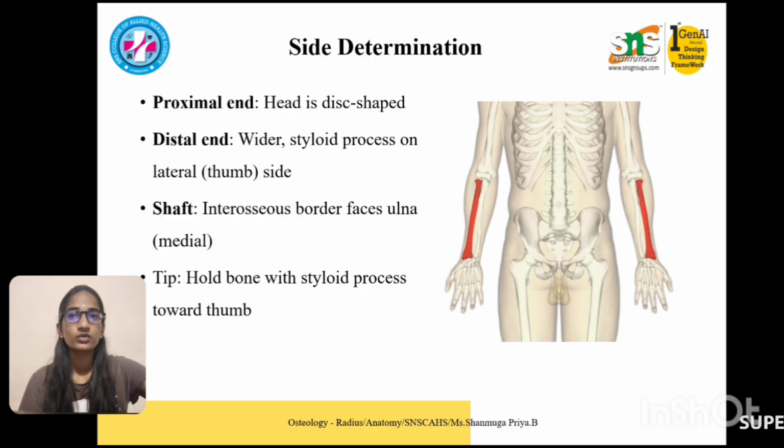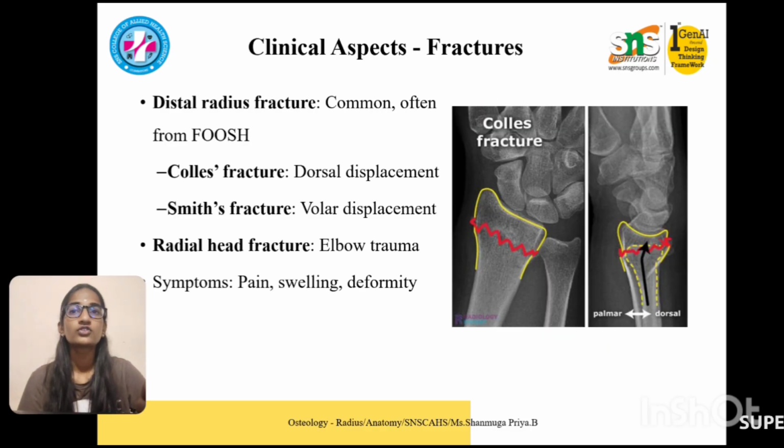Hold it with the styloid toward your thumb and it fits naturally. Next, we are dealing with the clinical aspects of fracture. Clinically, radius fractures are common, the distal ones often from falling on an outstretched hand. It is also called Colles fracture, with dorsal displacement. And then we also have Smith's fracture, which is volar displacement. Here the Colles fracture gives a dinner fork deformity, and the radial head fractures from elbow trauma.